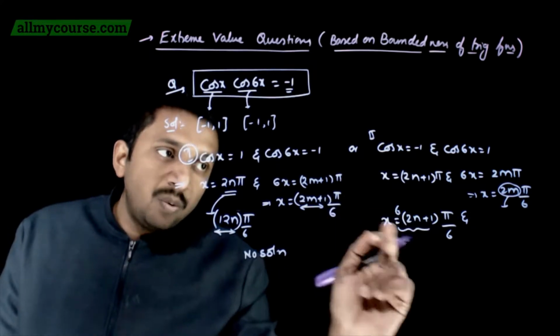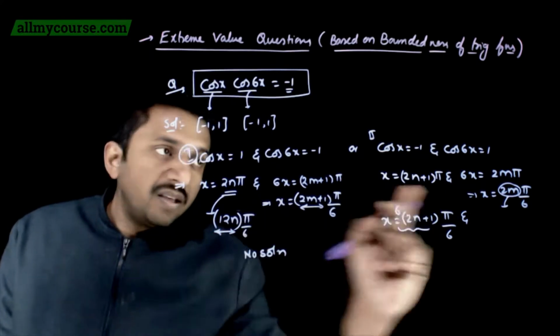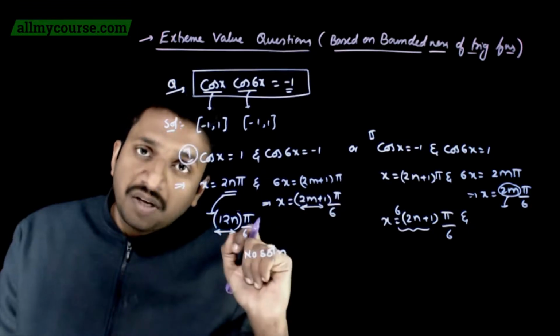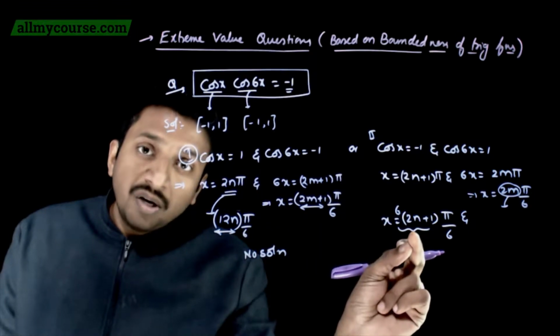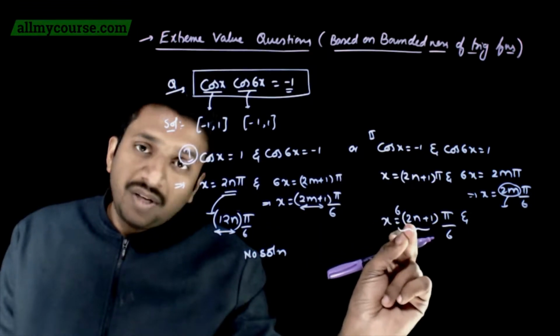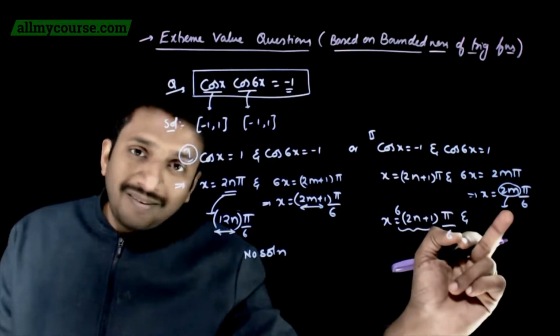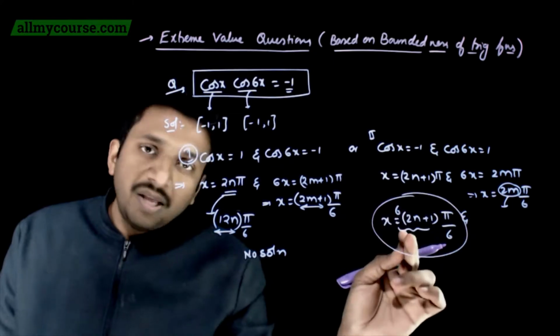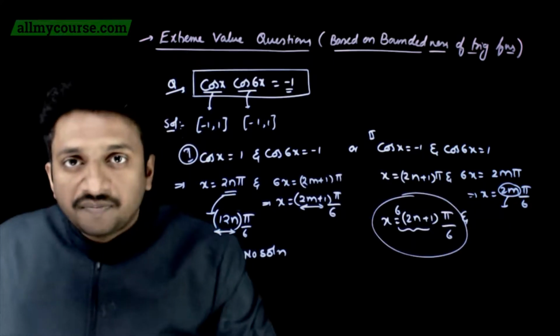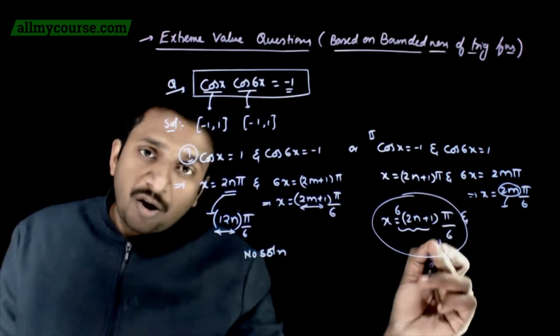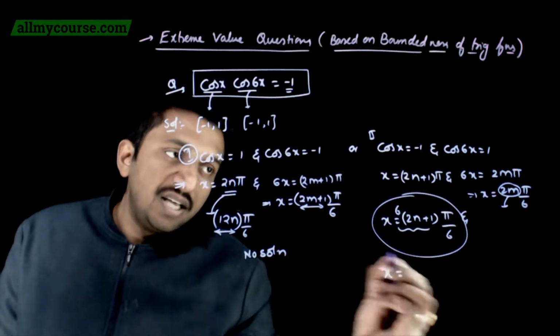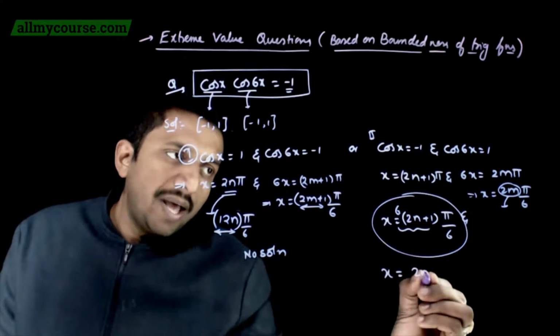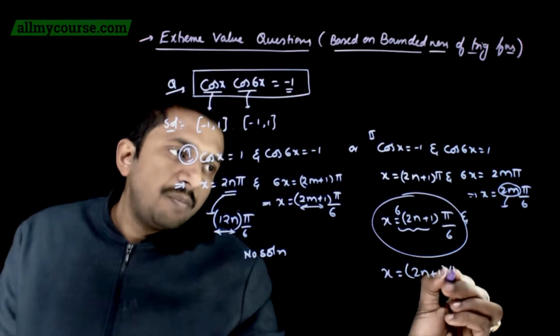If you put n is equal to 1, you get 6 pi by 6, which comes if you put m is equal to 3. If you put n is equal to 1, you get 6 into 3, 18 pi by 6. You get 18 pi by 6 here also. So all the solutions available in this are also solutions for this. So effectively, the common solution for these two is x is equal to 2n plus 1 times pi.